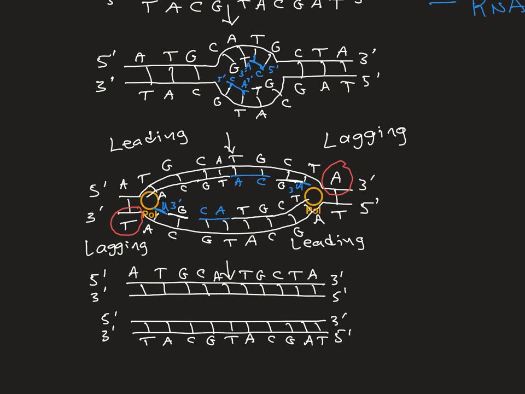This is called the end replication issue, and we can talk about this more in class or in a future video. So this is one of the drawbacks, or one of the reasons why DNA replication isn't perfect.